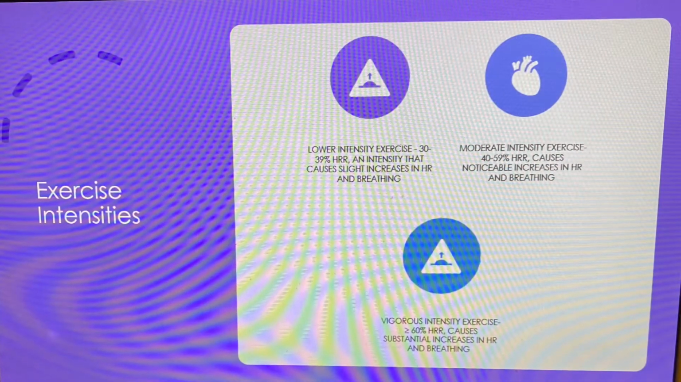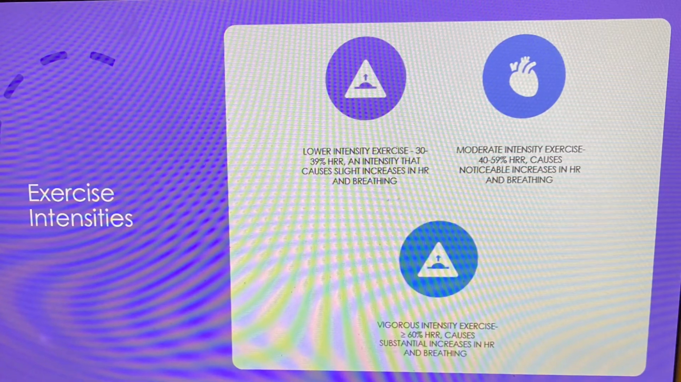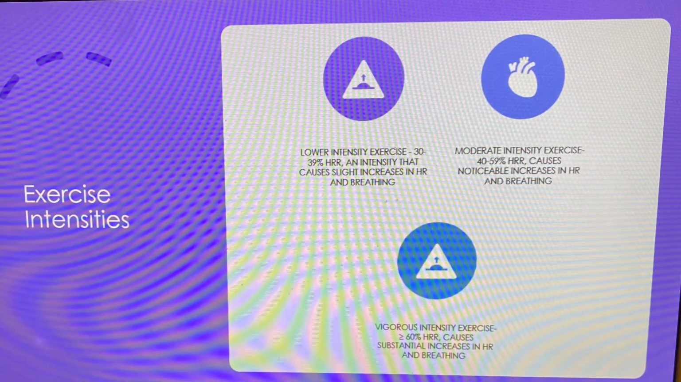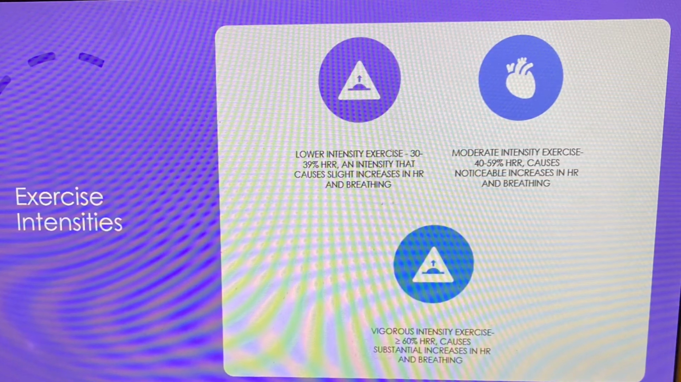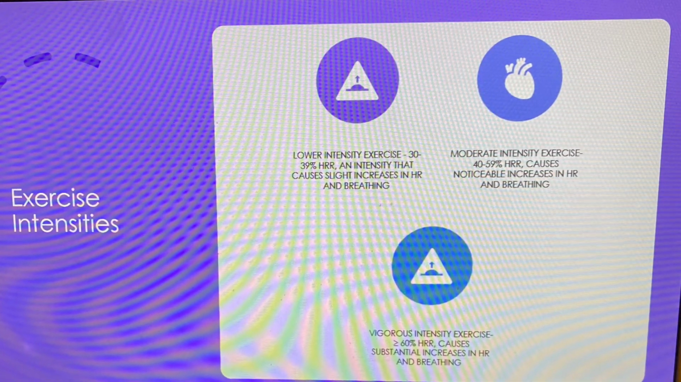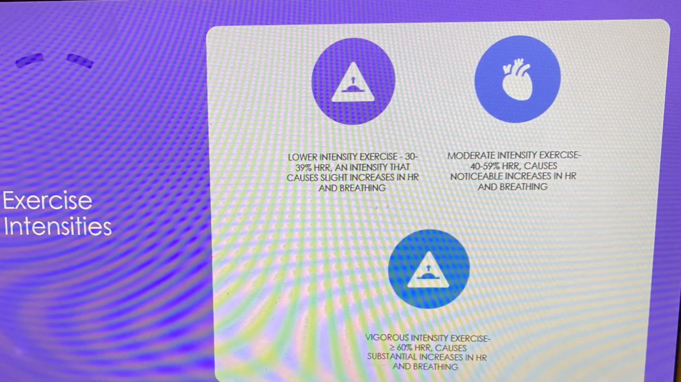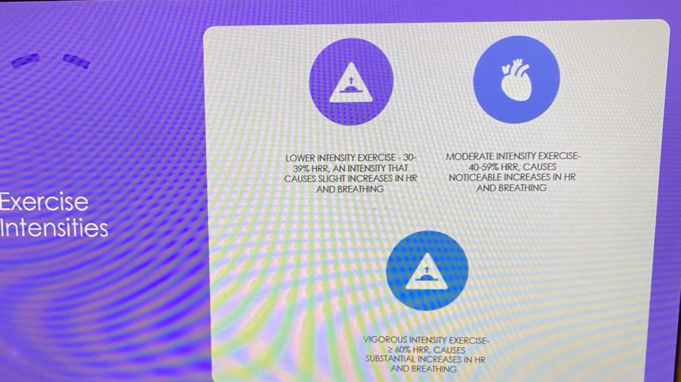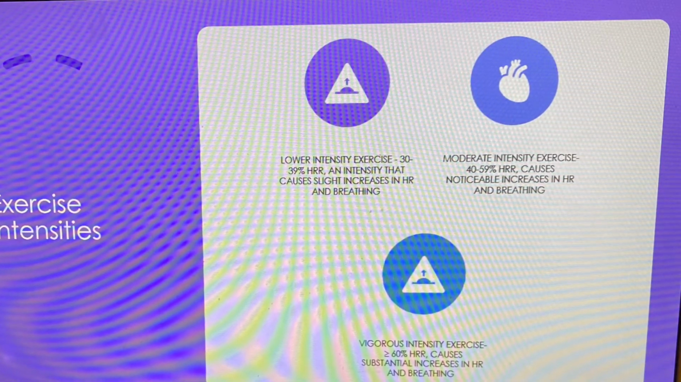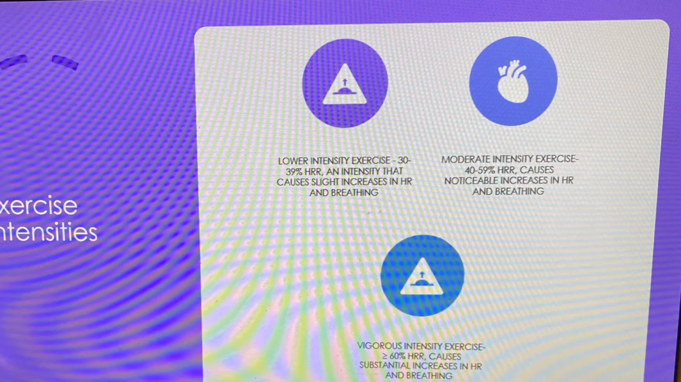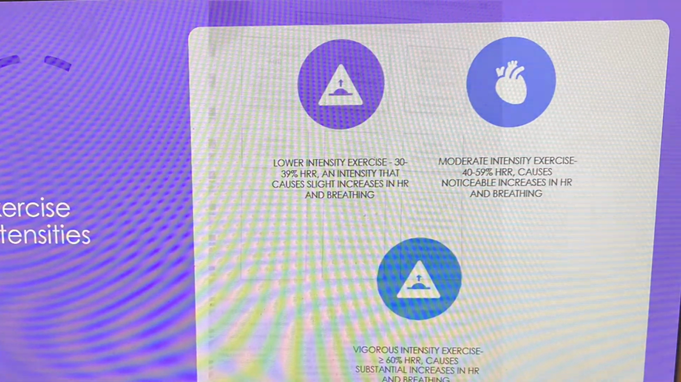The exercise program is divided into 3 exercise intensities. The light intensity exercise is 30 to 39% heart rate reserve, an intensity that causes slight increases in heart rate and breathing. The moderate intensity exercise is 40 to 59% heart rate reserve, which causes noticeable increases in heart rate and breathing. The third one is vigorous intensity exercise, which is greater than 60% heart rate reserve, which causes substantial increases in heart rate and breathing.